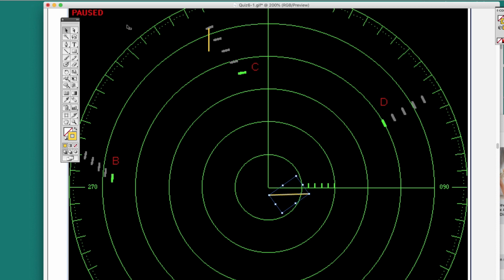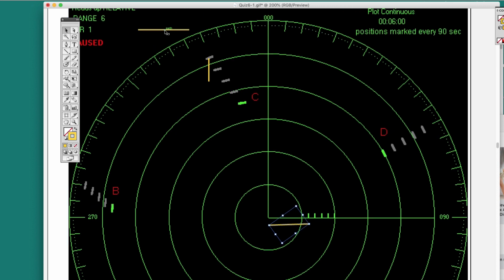Now, on the other hand, if you just ask for how fast is it going down the radar screen, that would be this. Let me see here. I can do this right. Okay, that's this speed, right from here to here. That's the relative motion. That's the relative motion of that target.